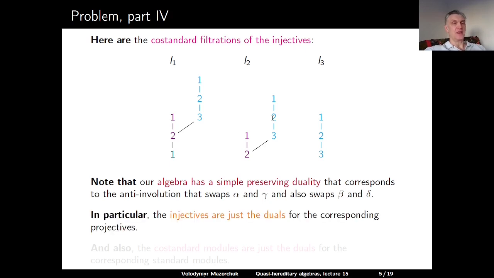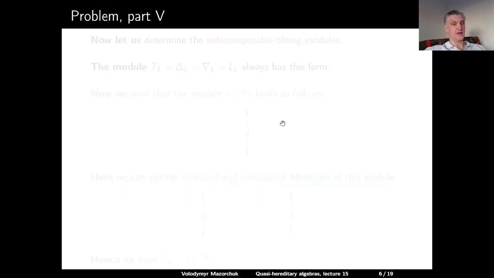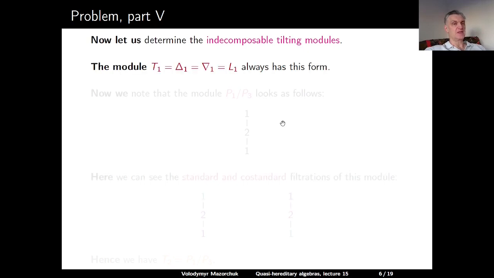So in particular, the injective modules are just the duals of the corresponding projective modules, and also the costandard modules are just the duals of the corresponding standard modules. Great! Now we can try to start constructing indecomposable tilting modules. The first module T1 is very easy.